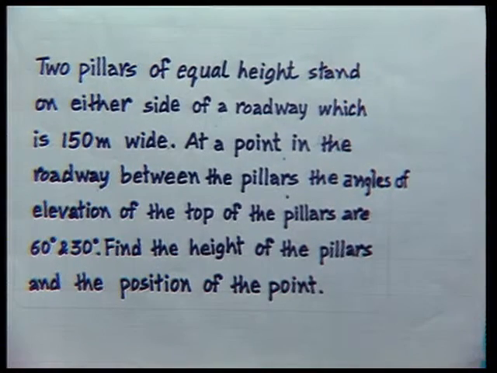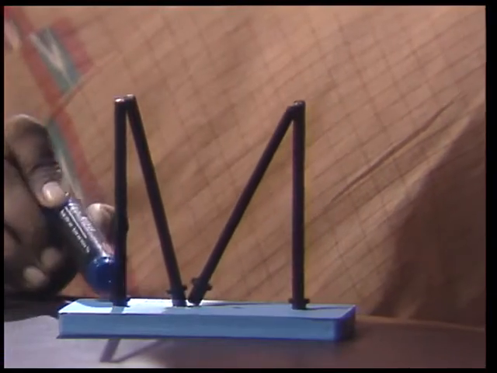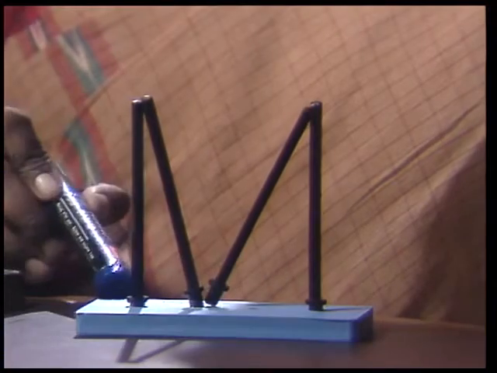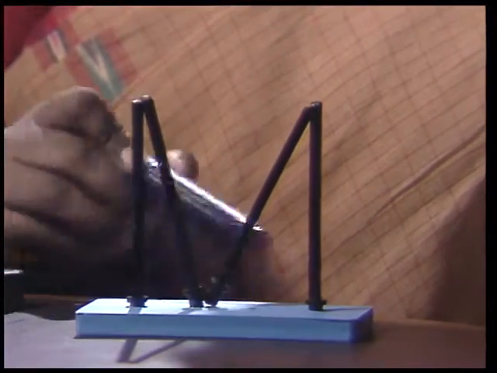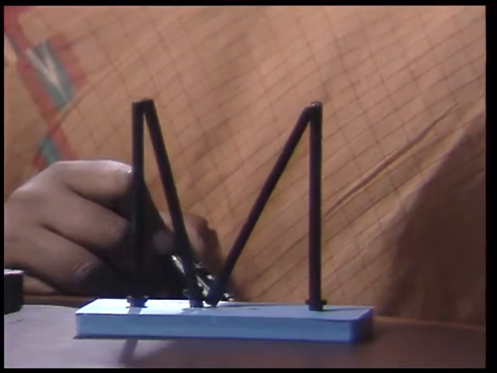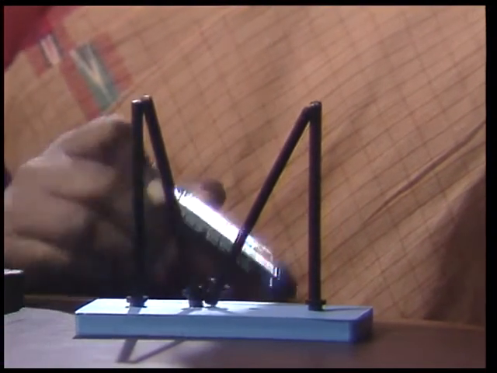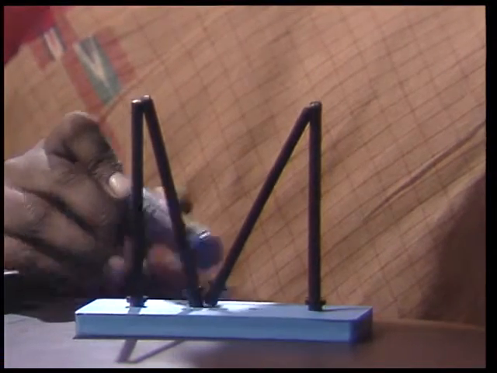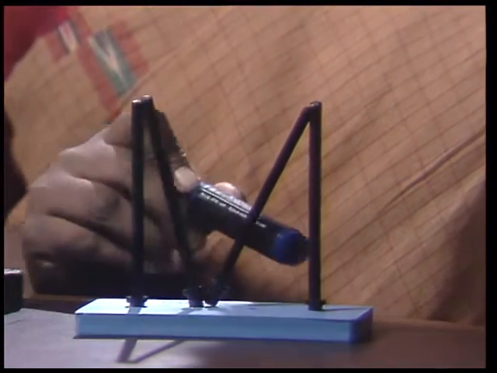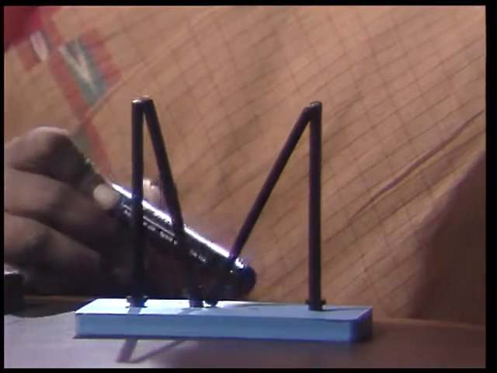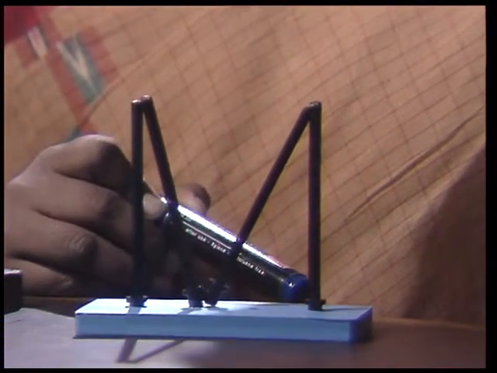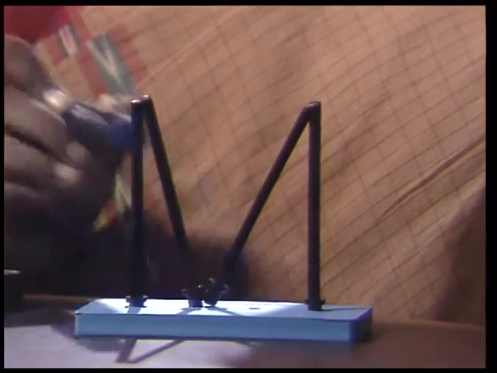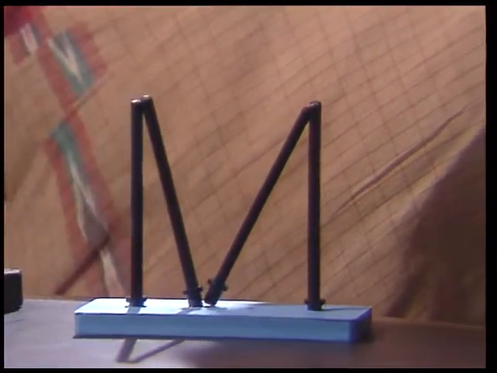Here is a model of this problem. These are the two pillars. This is the roadway. The distance between these two poles is 150 meters. Suppose at this particular point, this pole is making an angle of 60 degree and this pole is making an angle of 30 degree. We have to find out the position of this point and the height of these poles.